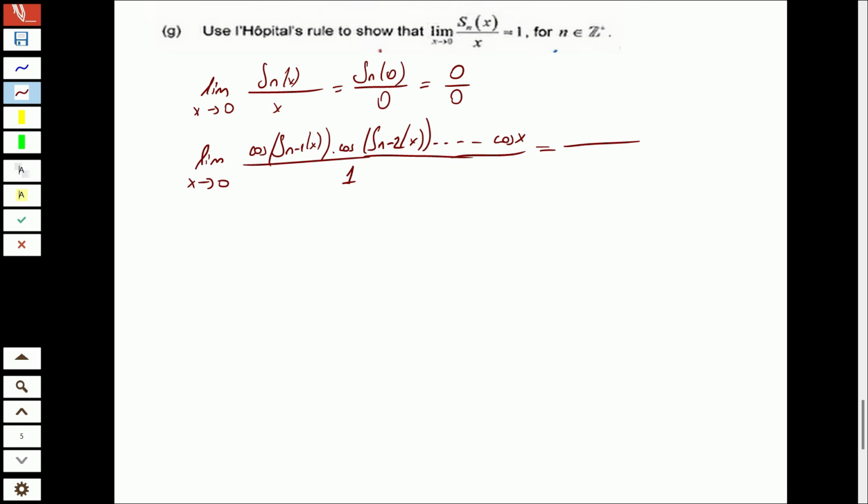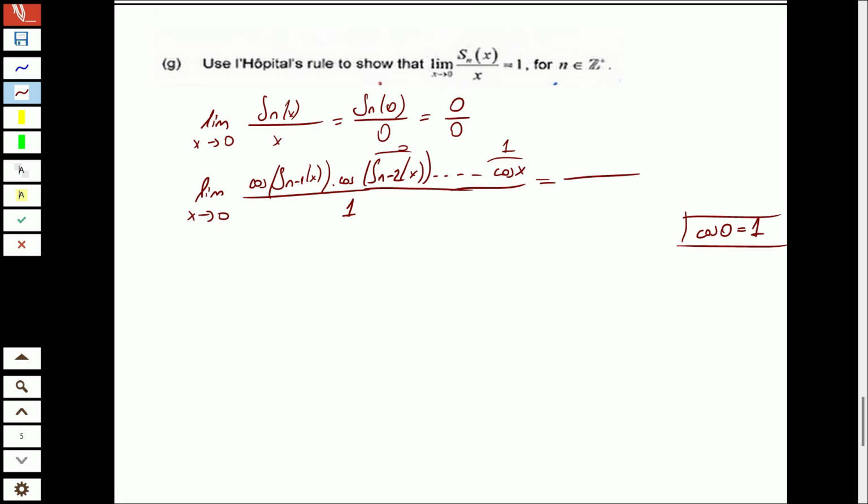Since all the functions are cosine, and I know that cosine 0 equals 1, we will have 1 here. And in the parentheses, s sub n minus 1, s sub n minus 2, and so on will be 0 because sine 0 is 0. In this case, we will get 1 from all of these terms, and the numerator will be 1. 1 over 1 equals 1.